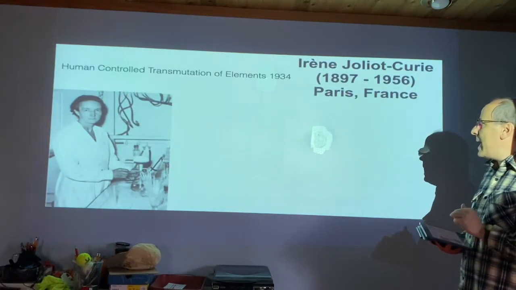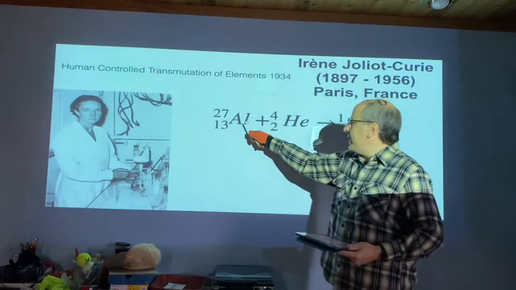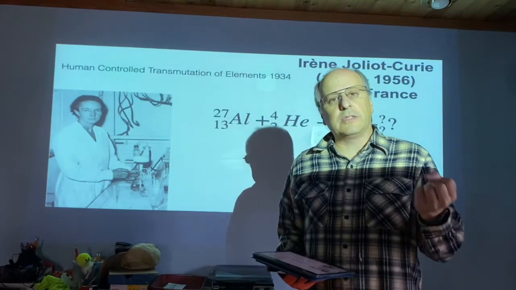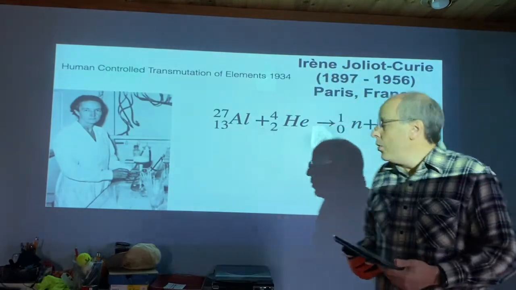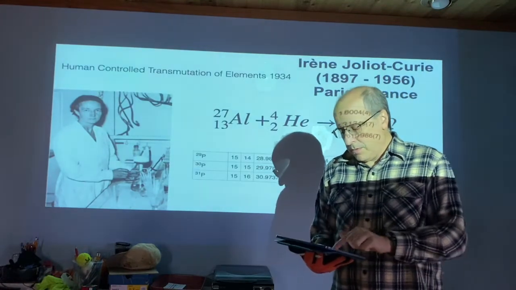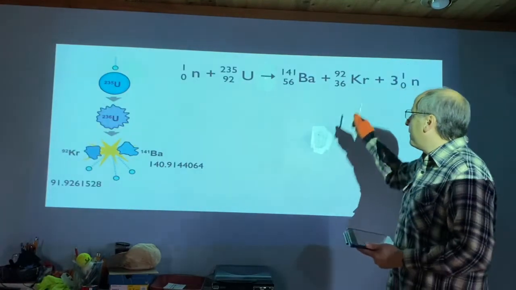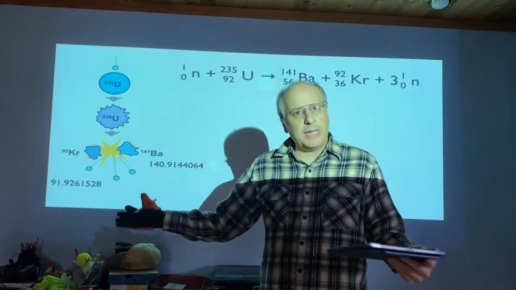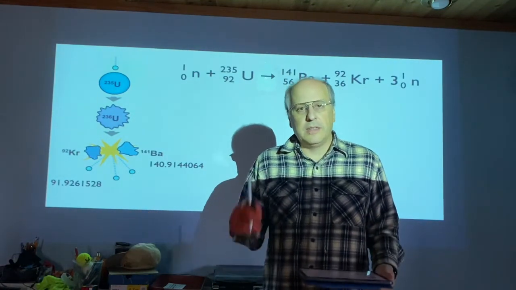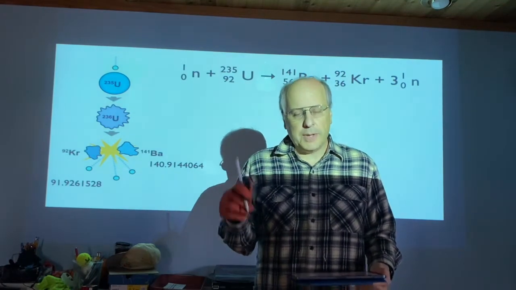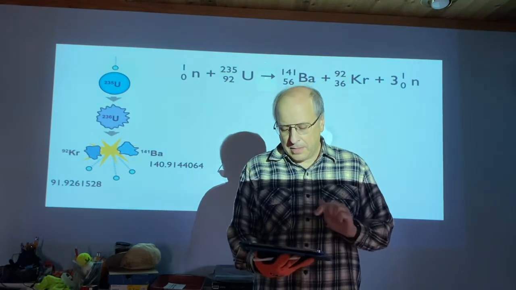Remember that we can artificially take a stable isotope, hit it with stuff, and turn it into something radioactive. We do this in the nuclear medical field. Remember, fission is where you take a big isotope and you break it into smaller pieces. This is found in power plants and the first atomic weapons.